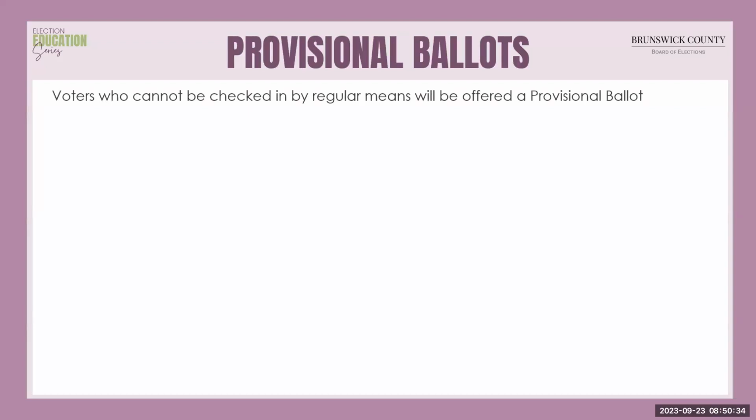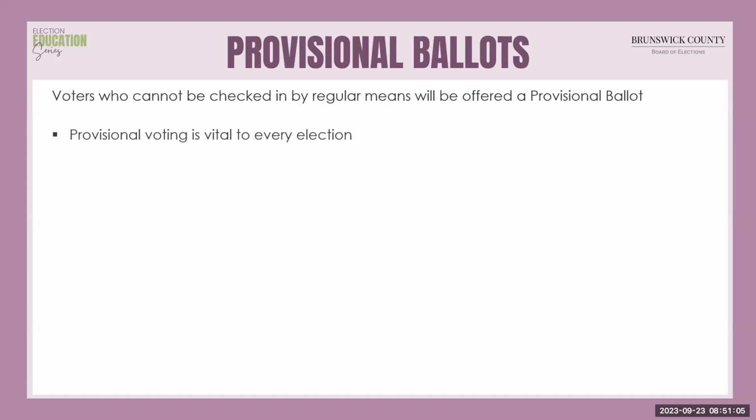Now, voters who cannot be checked in by regular means are always offered the opportunity to go to the help desk and vote provisionally. And this is not just related to voter photo ID. There could be several other reasons that a voter might be offered a provisional ballot, such as a voter presenting to a precinct that is not their home precinct. They present and they don't have an eligible ballot, but feel they should be voting on a ballot, or for any other reason, a voter cannot be checked in.